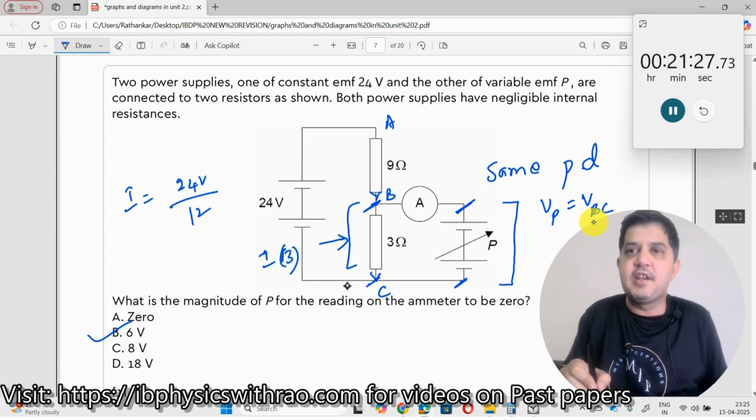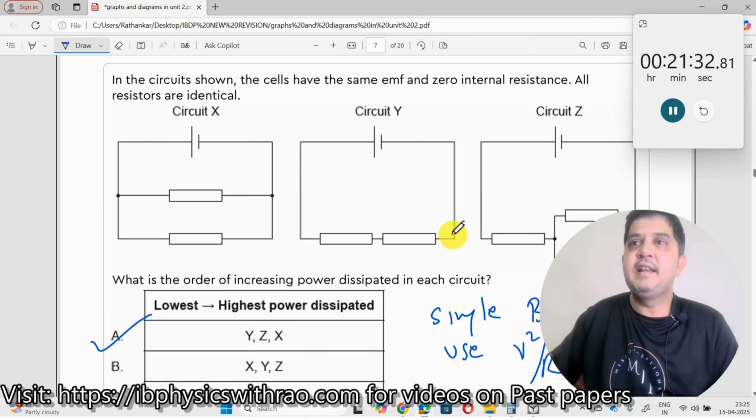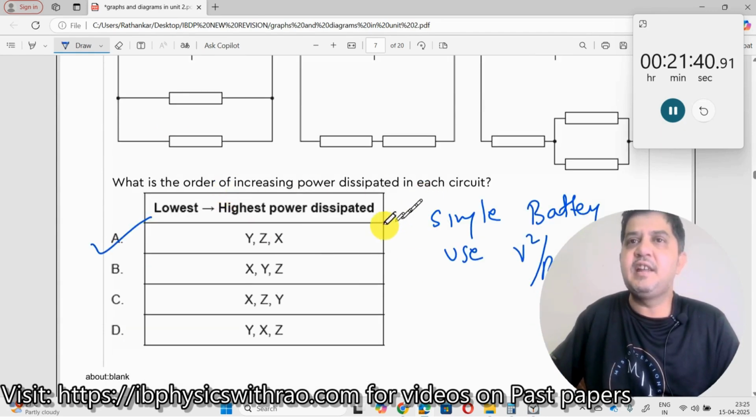Okay, so by making use of this, you can get the answer. The answer is 6 volt. Next, in the circuit shown, the cells have the same EMF and 0 internal resistance. All resistors are identical. What is the order of the increasing power dissipation in each circuit?